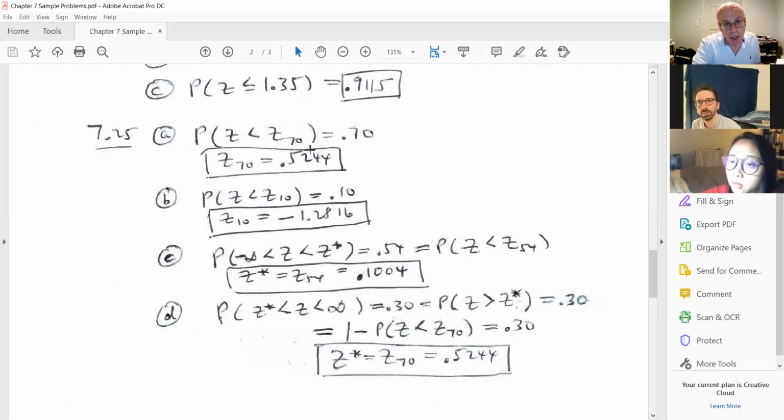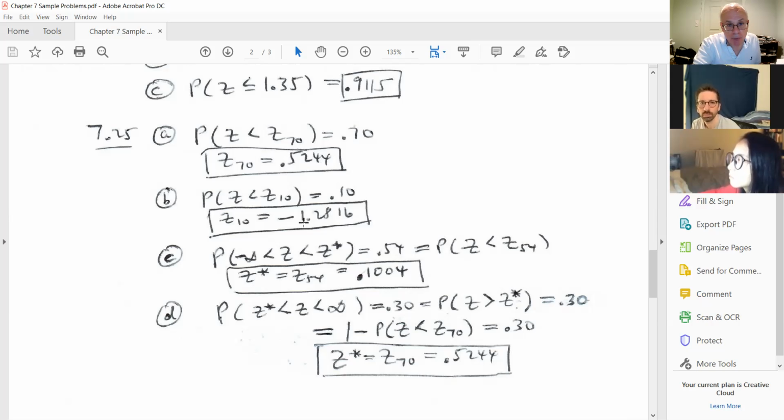So when we say find the cumulative, if the cumulative area to Z is 0.70, that means area to the left, or percentile. All means the same thing. This is the 70th percentile. Okay, so the area to the left is 70%. That's what A is asking for. It's find that value of Z where the area to its left is 70%.